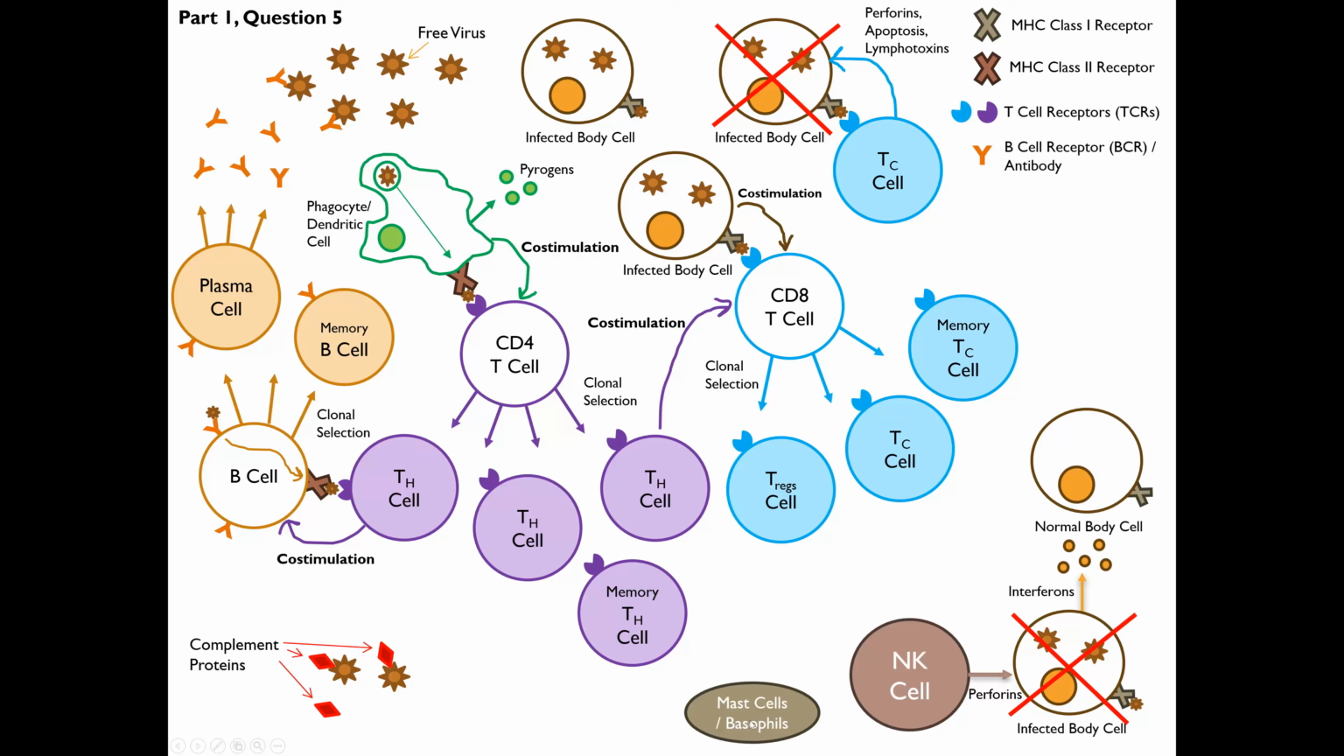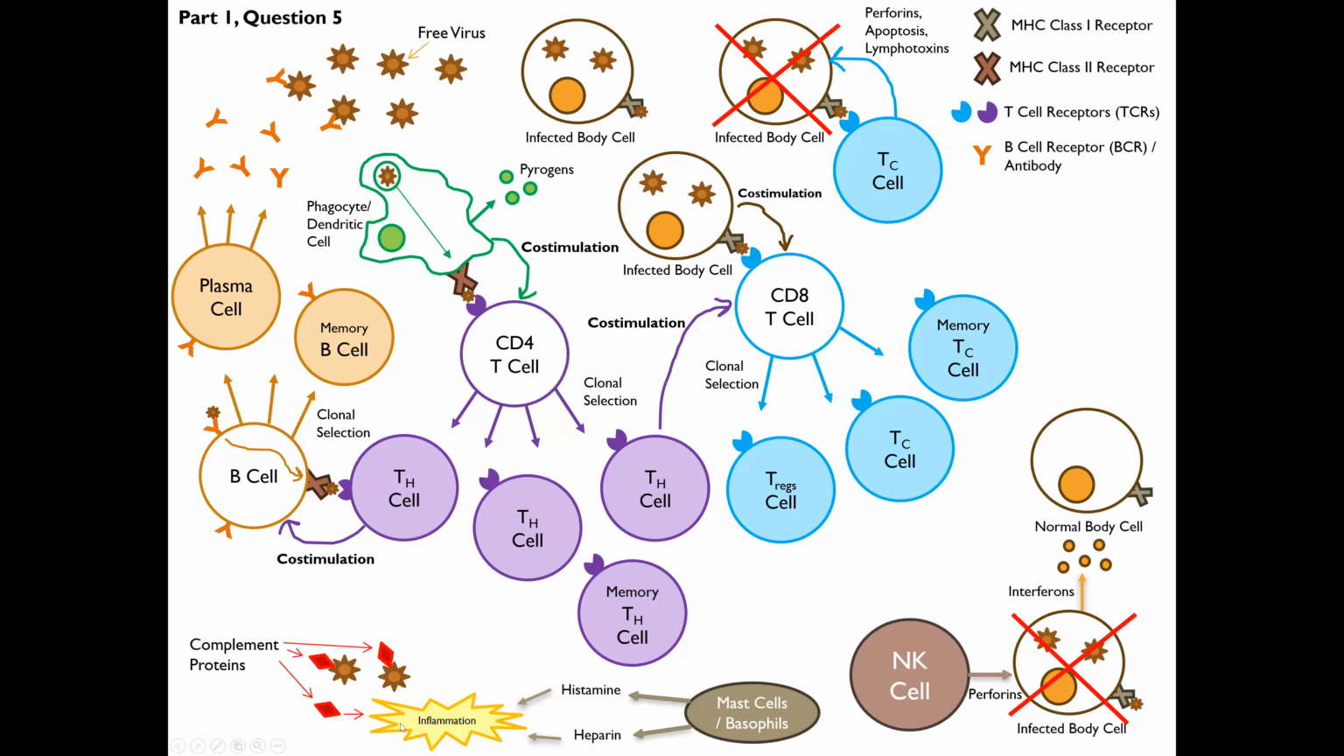And then we have mast cells and basophils that respond to the infection by releasing histamine and heparin, which are two chemicals that promote inflammation. So we get an inflammatory response both from the secretions of the mast cells and basophils, as well as the complement proteins, which can also increase inflammation.